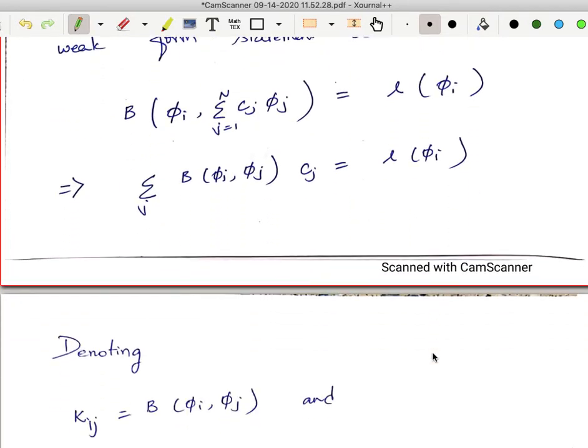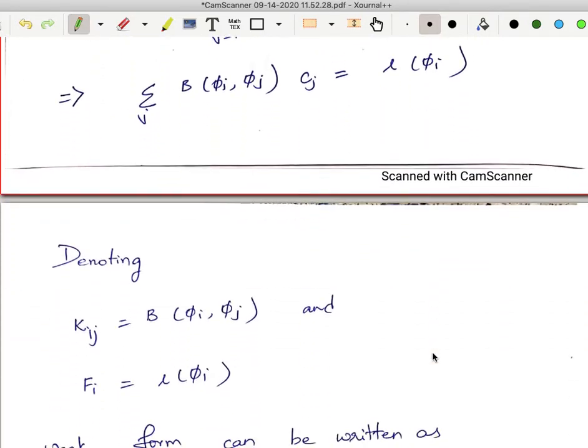Now what we are going to do is come up with a notation of kij. We are writing kij as equal to b of phi I comma phi j, and capital F subscript I as L of phi I.